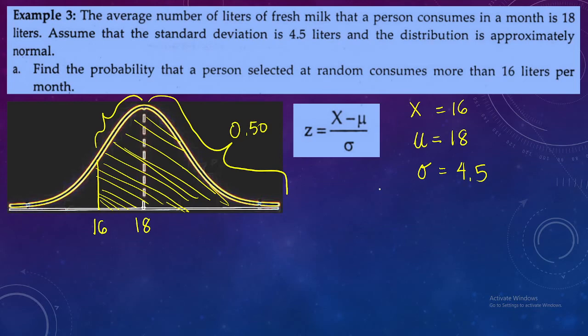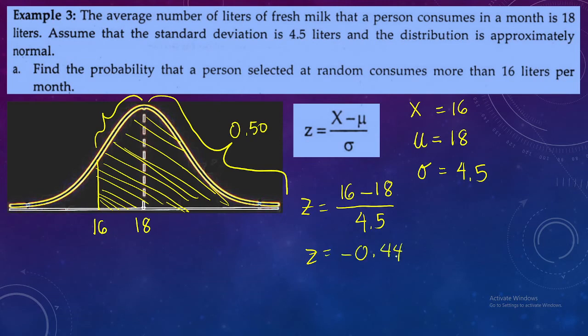So if we know this area over here, then we can add it to 0.50. So let's solve the z first. So we have here our z. X is 16 minus the population mean, which is 18, divided by 4.5. Please use your calculator. How much do you get for this? Negative 0.44, sir. Negative 0.44.